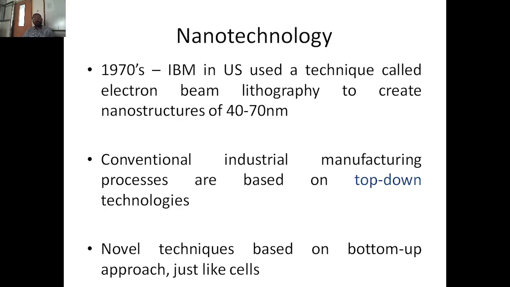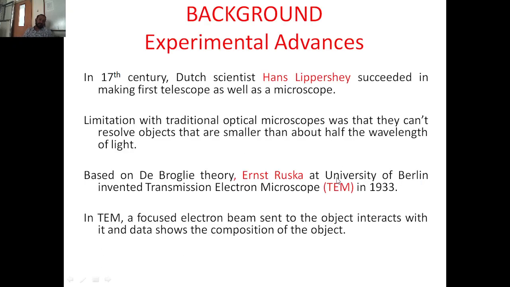Conventional industrial manufacturing processes are based on top-down technologies. To produce nanomaterials top-down, you take a bulk material and crush it until you get nanoparticles. Whereas the bottom-up approach goes from atoms to clusters to molecules to nanoparticles. Old techniques usually use the top-down approach, whereas novel techniques are based on the bottom-up approach, just like the cells.